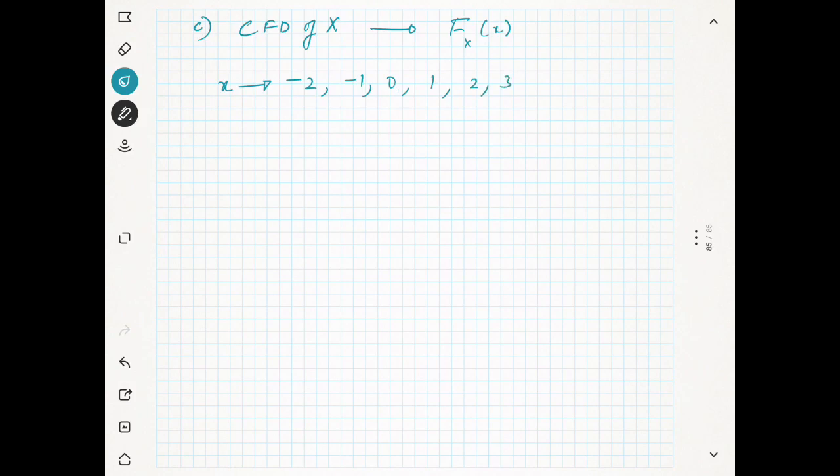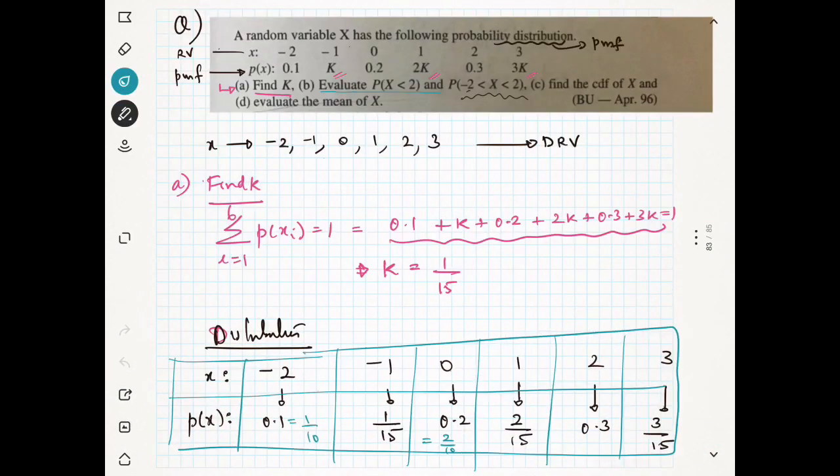So we have to find for all of these, because we have only 6 values. So Fx of -2 is nothing but, I told you the definition, the probability that X is less than or equal to x. So it is the probability that the random variable X takes a value less than or equal to x. Anyway, in the question they have used the small letter, that's why I have used it, but the capital X is the best notation.